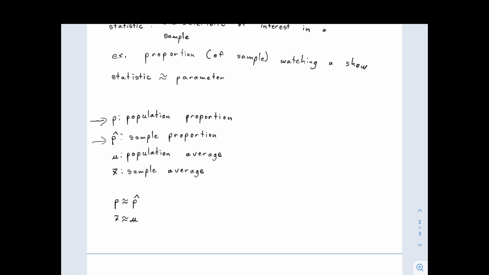And lastly, in addition to P and P hat, as we have written them out, you will often see X bar and mu. The symbol here on the left is X bar, and the symbol here on the right is mu. With X bar being a statistic and mu being a parameter, these are two measures of our mean or average within this group.